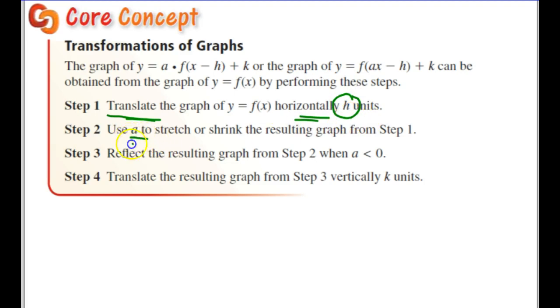Then, after we do that, we're going to look at our a value to stretch it or shrink it. Then the third step is if we have a negative sign, that's when we're going to reflect. And then we're going to finally do k, going up or down. So let's see how that looks. It's going to go h, a, and then a negative sign if we have one, and then k.